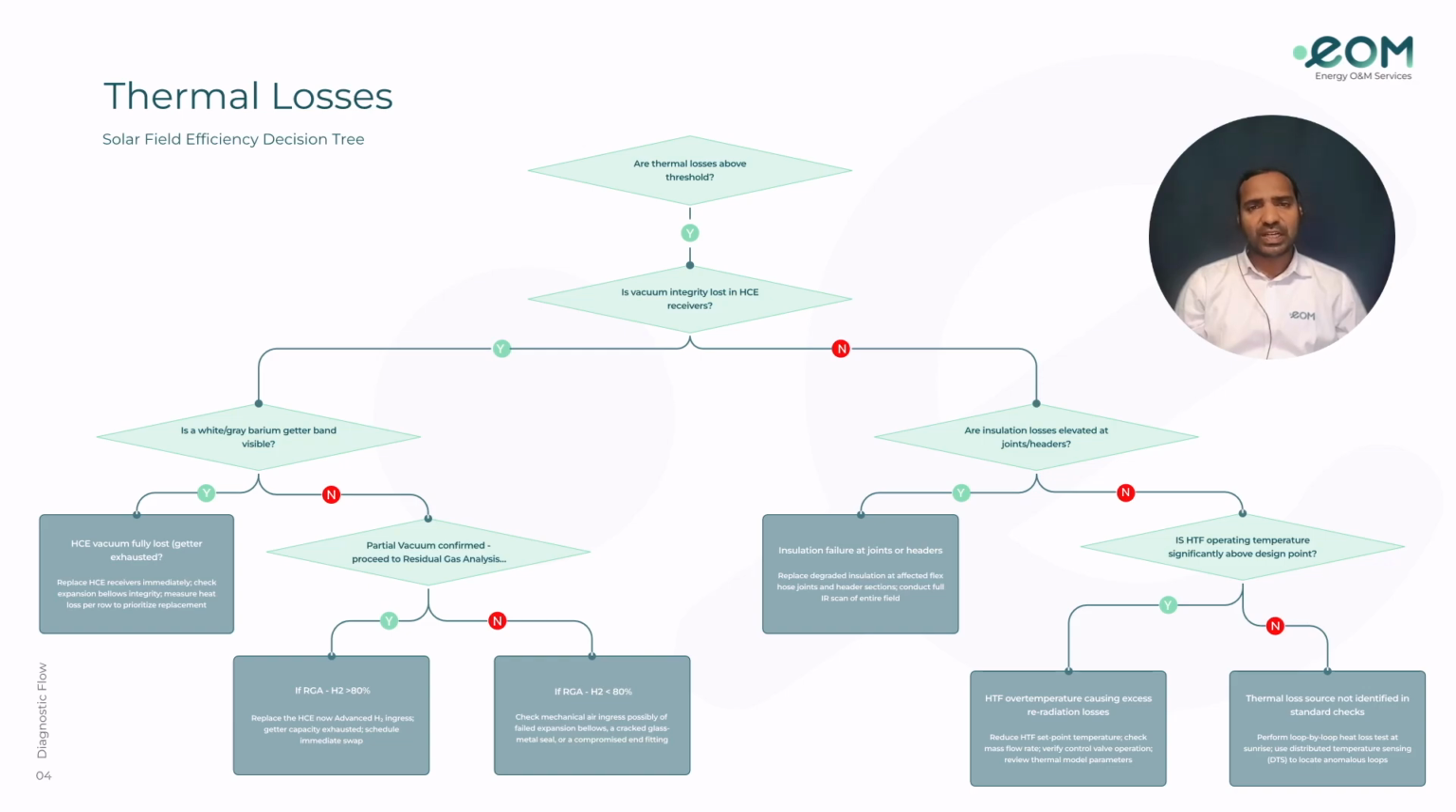If the source still remains unclear after these checks, a more detailed loop-by-loop heat loss assessment is required. Techniques like sunrise heat loss testing and distributed temperature sensing are especially valuable for isolating problematic loops. Now that thermal diagnostics are complete, let's move into the tracking performance.